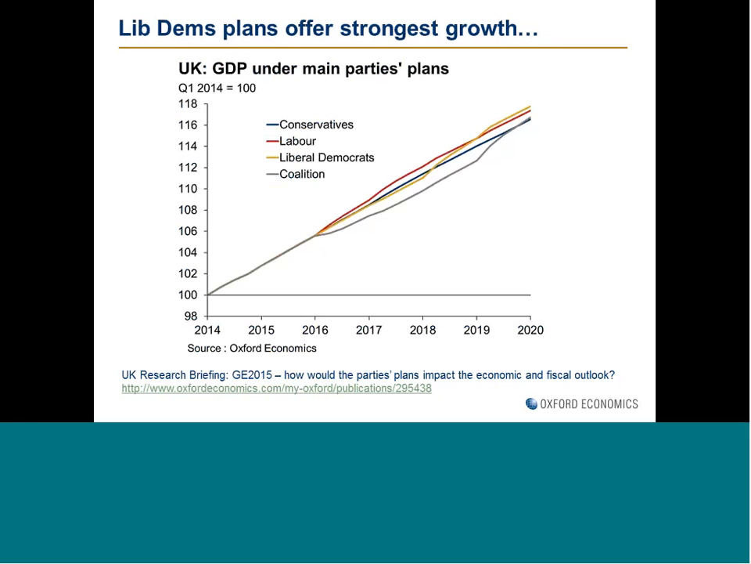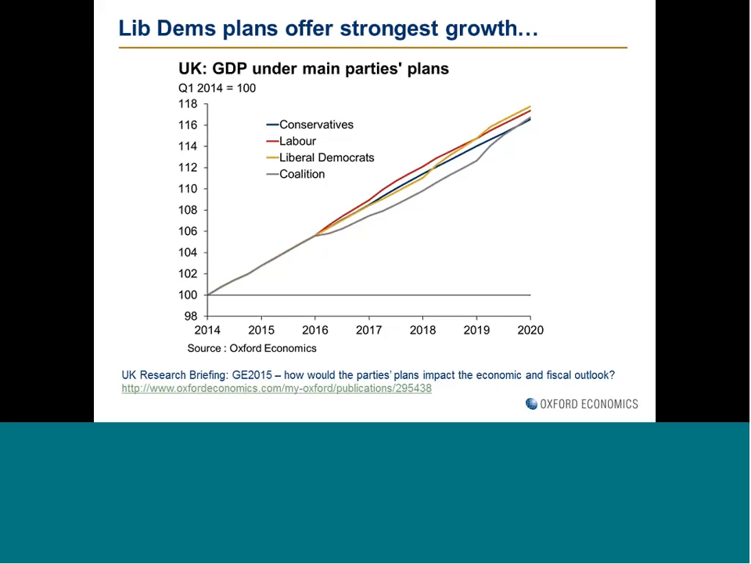Now, this is where the Oxford model comes into its own, because the Oxford model has a very detailed specification, not just of the fiscal side of the economy, but also monetary policy and all the interactions as well. What we can do is actually apply the various policies of the main parties to our baseline forecast and see how the world would differ, based upon each of those policies.